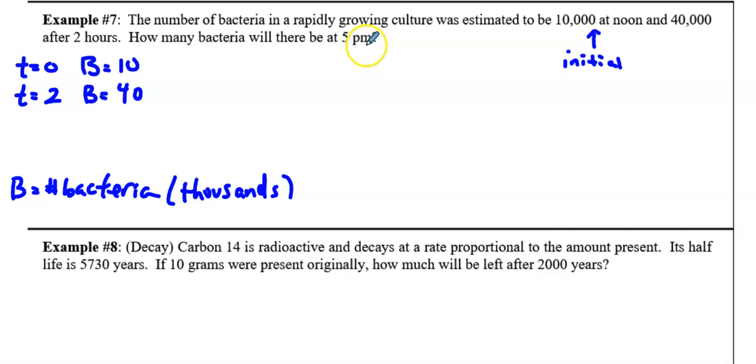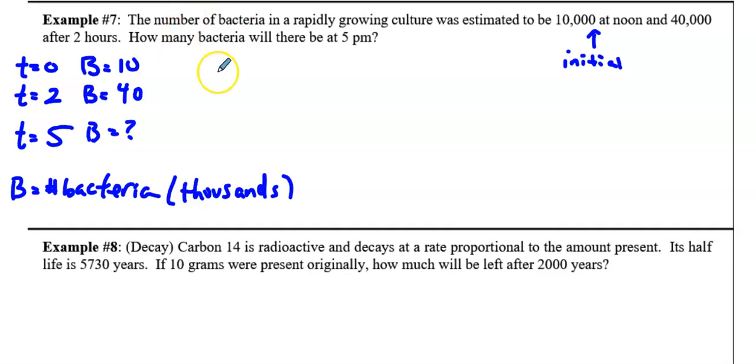Well, from noon to 5, we're going to say that that is at time equal to 5. So at 1 o'clock, that's time equals 1, 2 o'clock, 2, 3 o'clock, 3, etc. We're looking for the number of bacteria. So that's what we want.